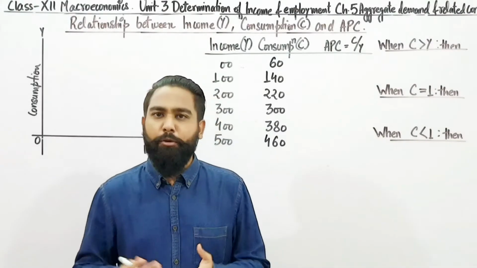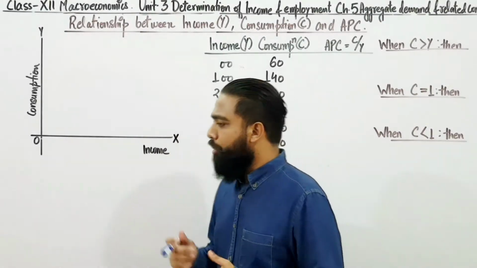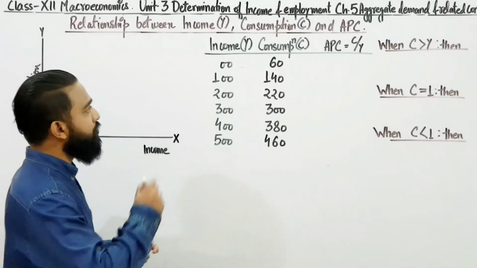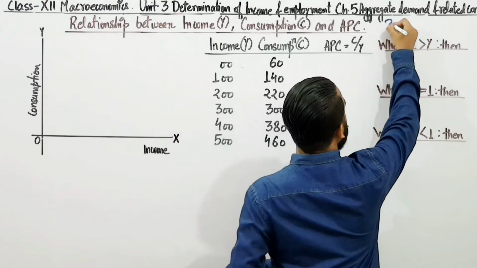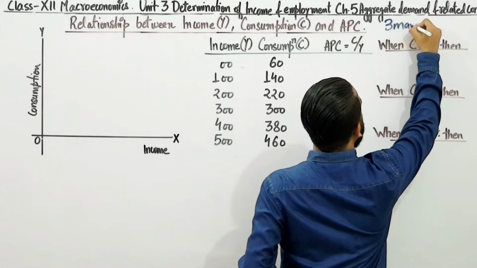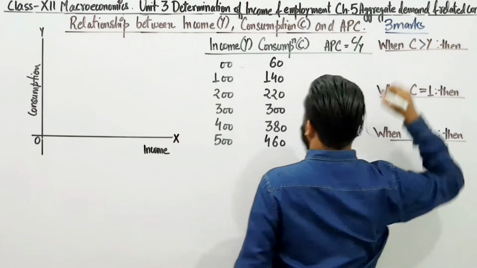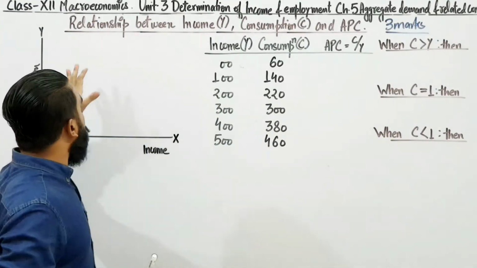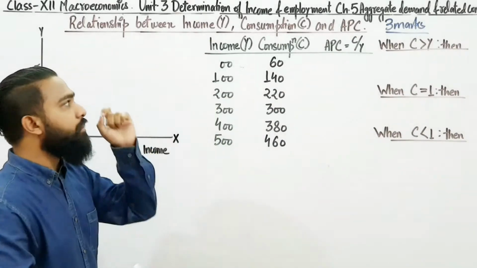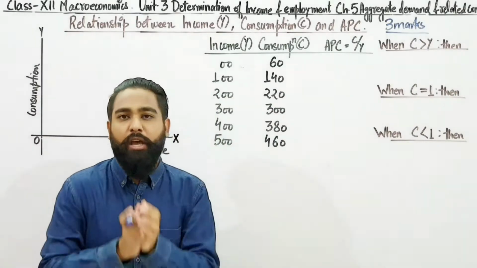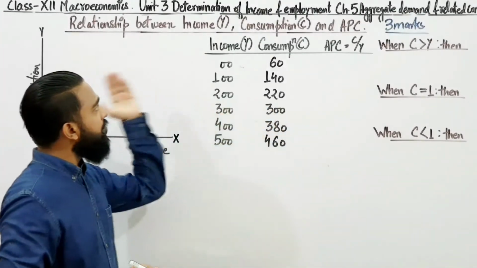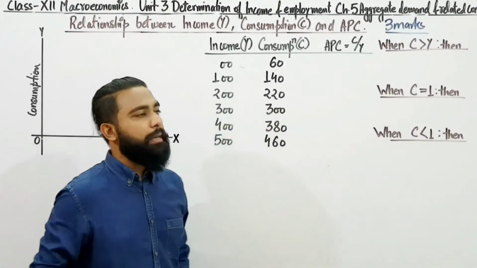Now students, let's come to a very important topic. This topic is usually asked in 3 to 4 marks in your board exams. So this topic is very important. It comes under 3 to 4 marks question. Fine. Now let's start the topic. The topic is the relationship between income, consumption and APC. You have to tell the relationship between income, consumption and APC.